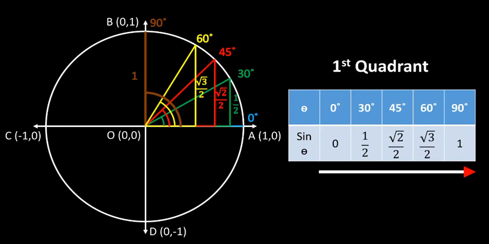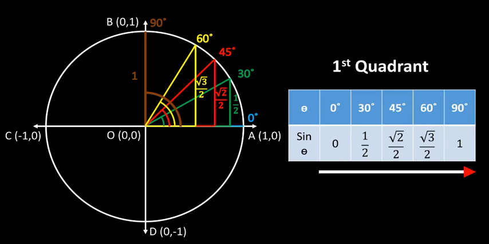When angle is 0 degree, the vertical blue line is equal to 0 units, so sine of 0 degree is 0. The length of the vertical green line is 1 by 2, which gives the value of sine of 30 degrees. So sine of 30 degrees is equal to 1 by 2. Similarly, sine of 45 degrees is equal to half of square root of 2. Sine of 60 degrees is equal to half of square root of 3. And sine of 90 degrees is equal to 1.